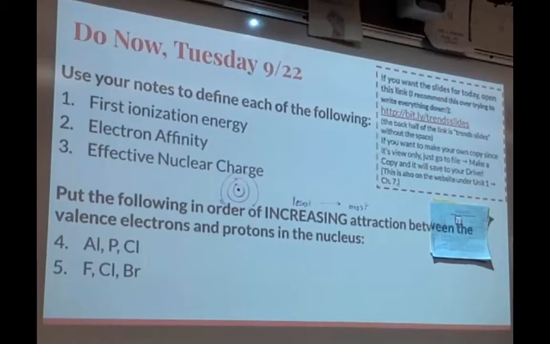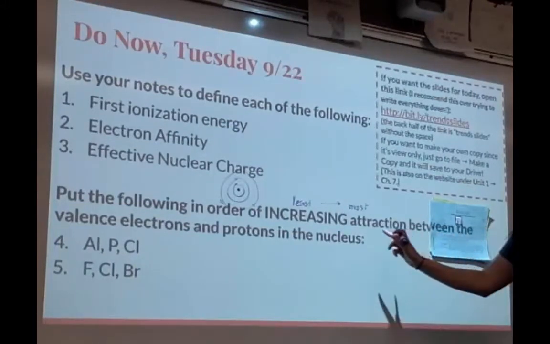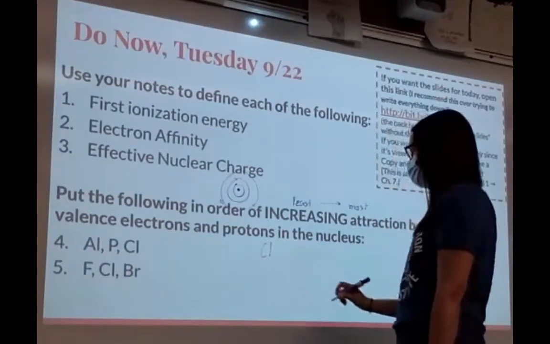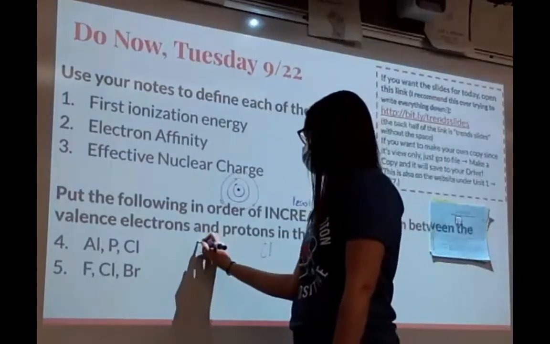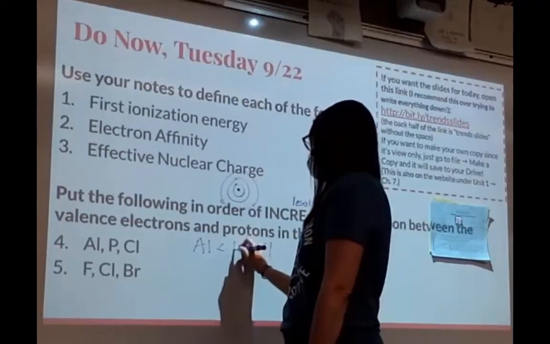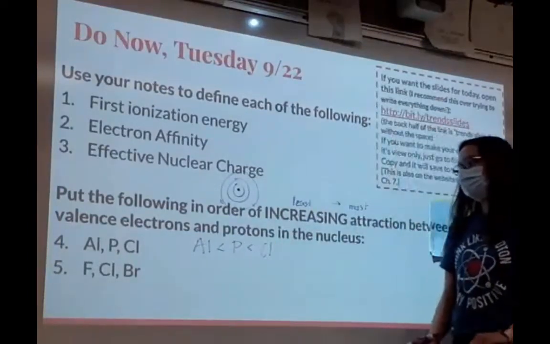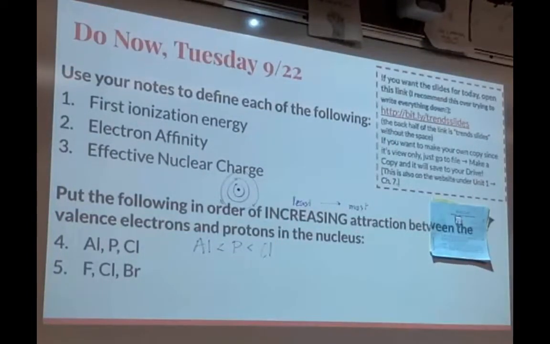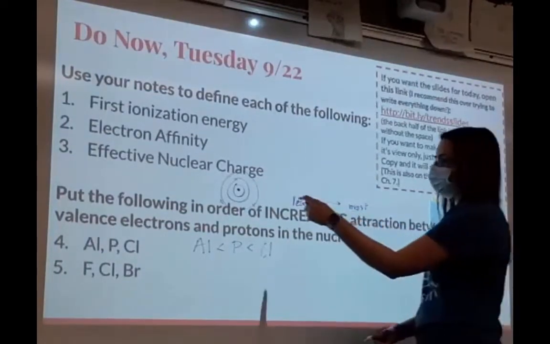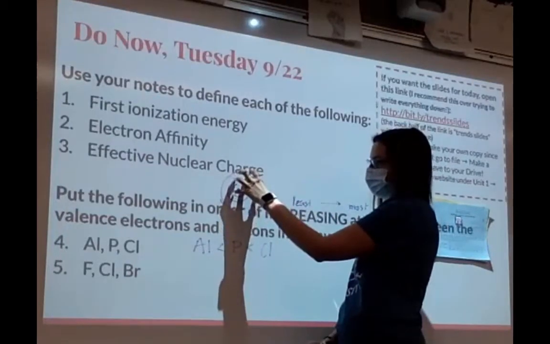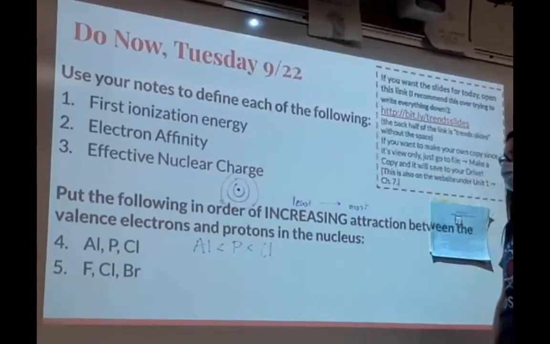So aluminum has 13, phosphorus has 15, chlorine has 17. The more protons, the more positive charges, the more it's going to pull the electrons in. So chlorine will actually have the highest attraction. Aluminum will have the least attraction. So aluminum, then phosphorus, then chlorine. Because again, the more protons in the nucleus, the stronger the attraction to the valence electrons. So chlorine has 17 protons in here, so it's easier for chlorine to pull those valence electrons in.